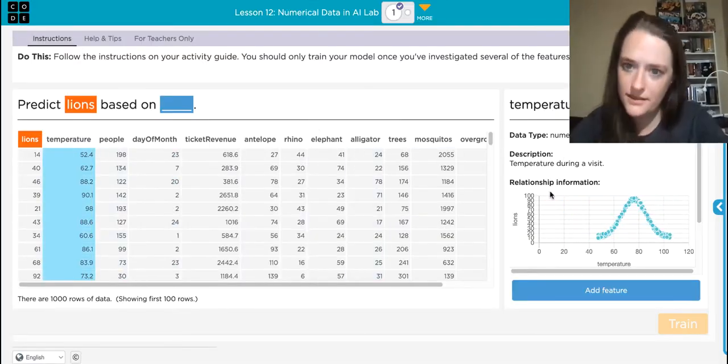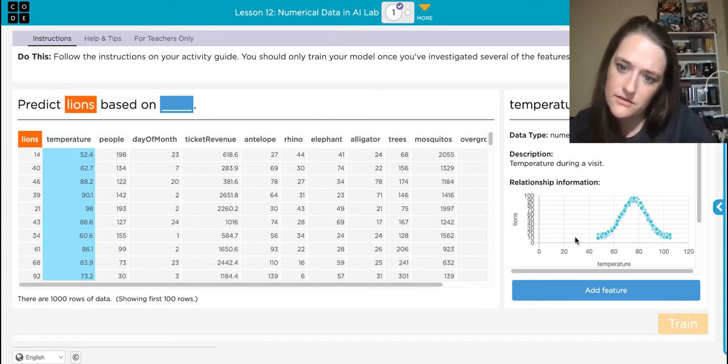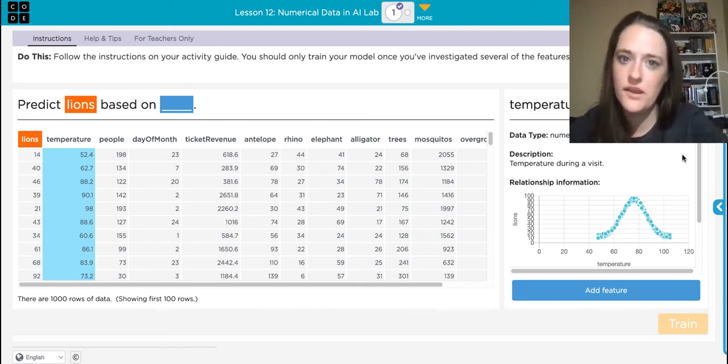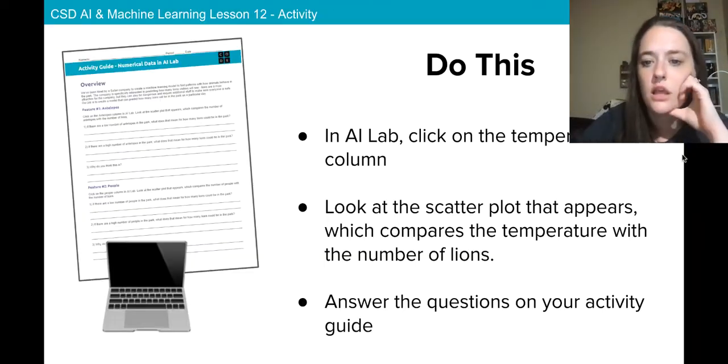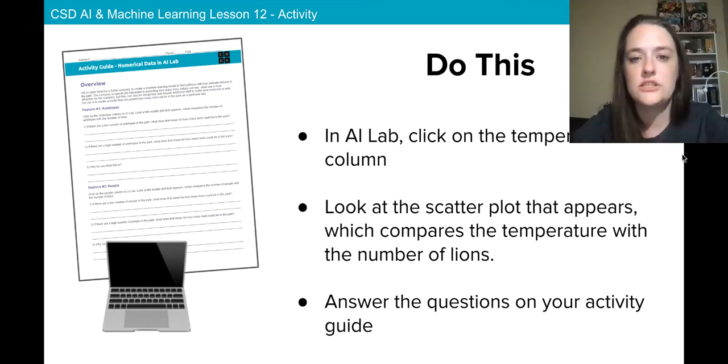Oh, look at that curve. It's a scatter plot, but it's a bell curve. Very interesting. Okay. Answer the questions on the activity guide.